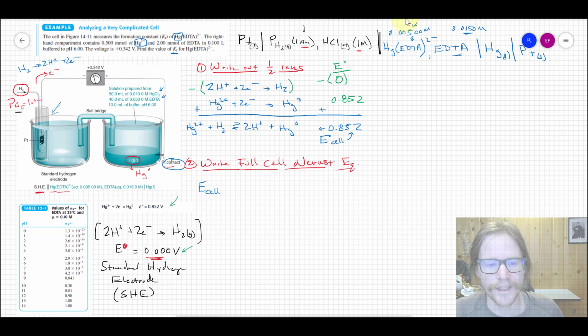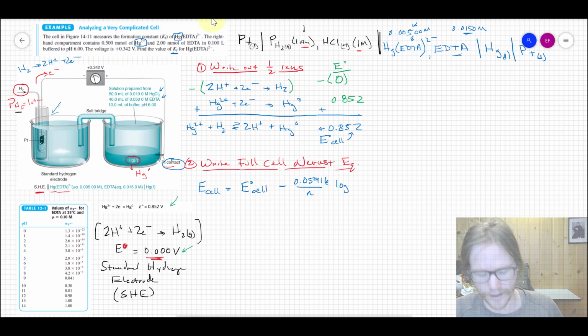So our E cell then is going to be equal to our E naught cell, and then that's going to be minus, and we're just assuming this is all done at 25C because it wasn't indicated otherwise, so we use the shorthand version, so 0.5916 over n in this case being 2 electrons. This is log base 10, and then we have the equilibrium expression part, which is going to be the concentration of the products over the reactants.